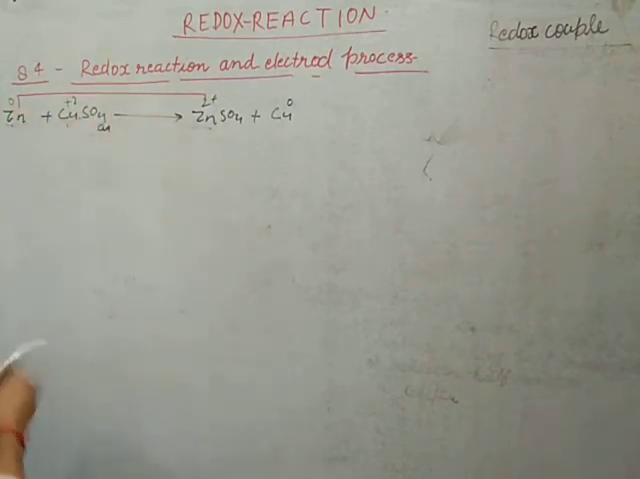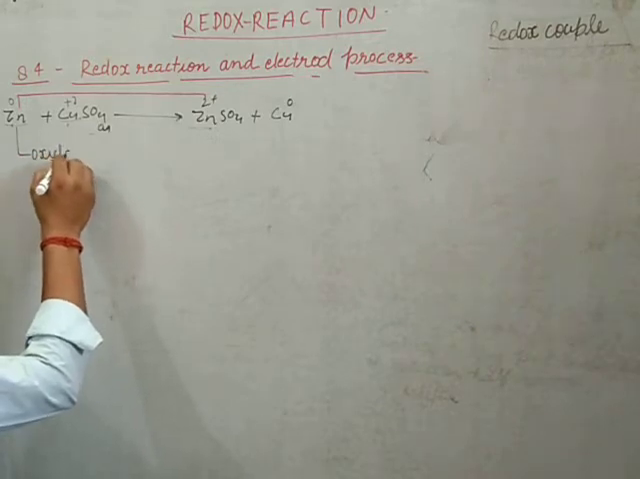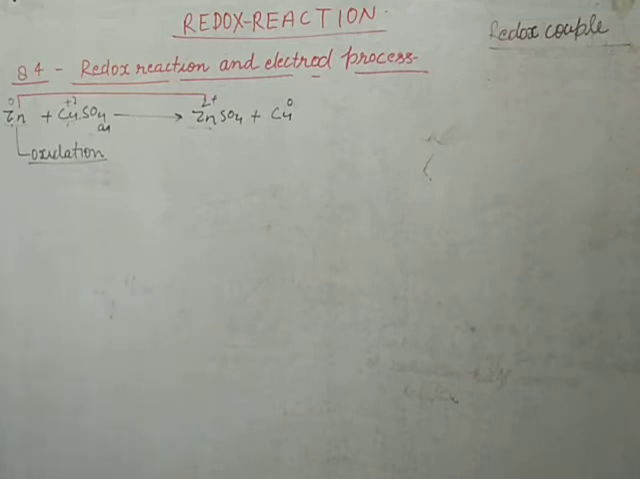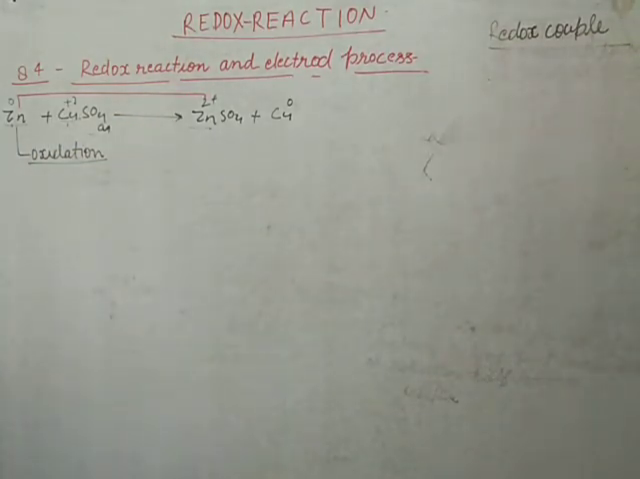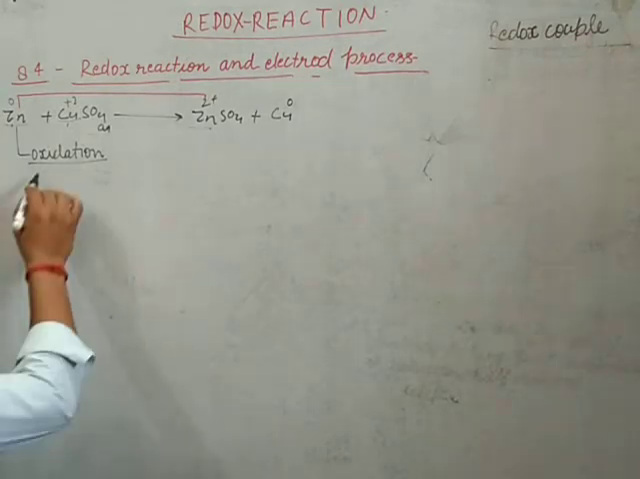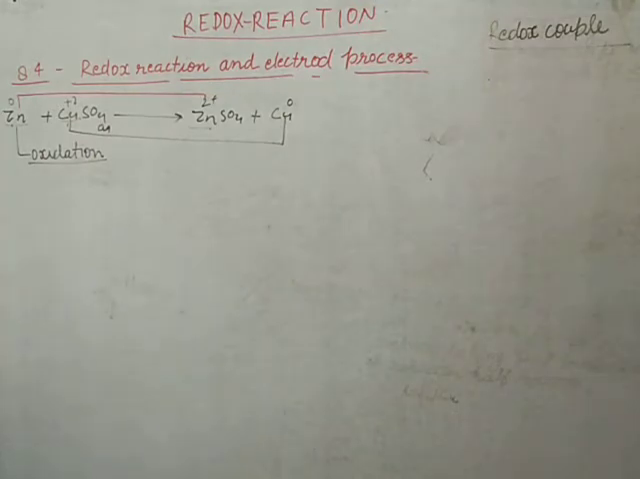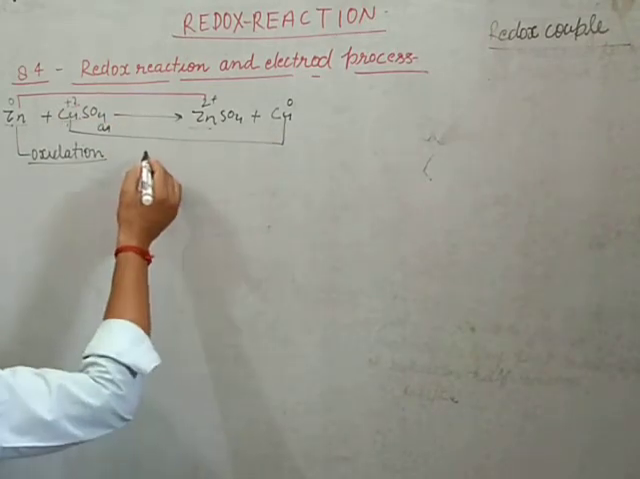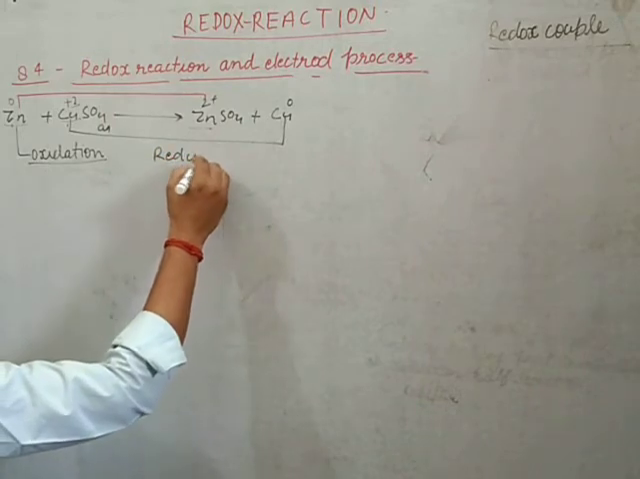Increase in oxidation number is called oxidation. 0 to plus 2 means there is increase in oxidation number, so this is oxidation. From here, plus 2 to 0, there is decrease in oxidation number. So decrease in oxidation number is called a reduction.